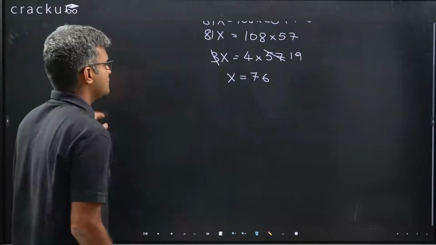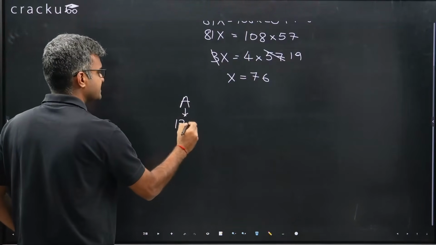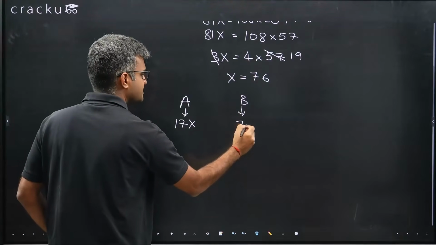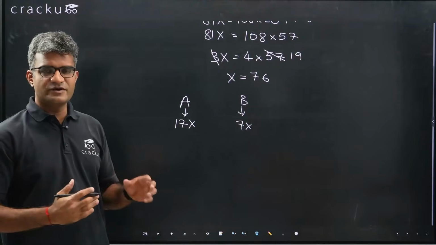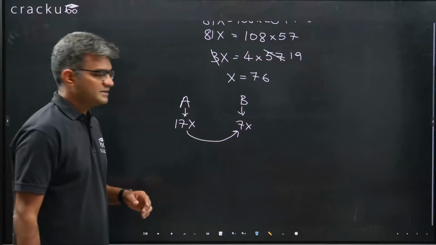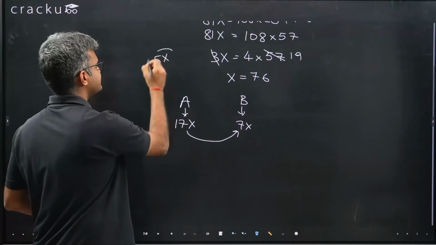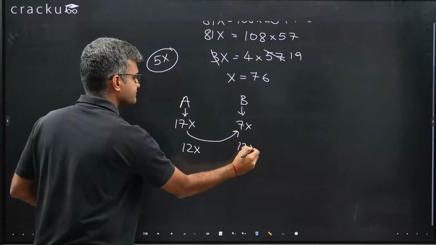Now, how many coins were there in A at the start? The number of coins in A at the start is 17x. How many coins were there in B at the start? The number of coins in B at the start is 7x. So at the start, if you want to make the number of coins between A and B the same, how many coins should have been transferred from A to B? The number of coins that should have been transferred is 5x. If 5x are transferred, A will have 12x, B will have 12x.